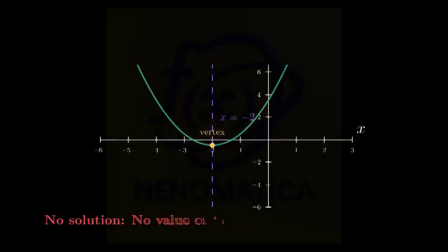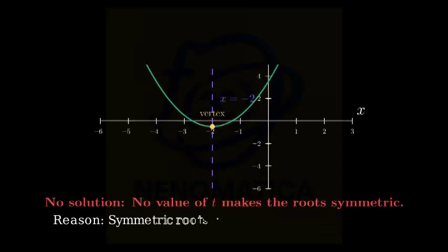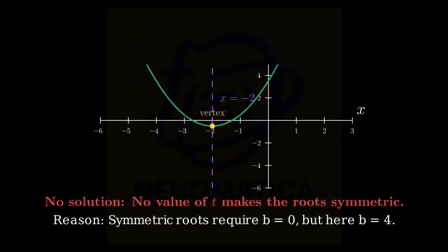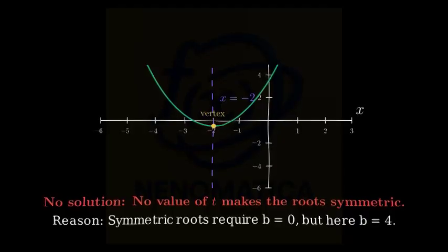Conclusion, there is no value of t such that x squared plus 4x plus t plus 2 equals 0 has two symmetric roots. The horizontal position of the parabola is fixed by the coefficient of x, and t only moves the graph up or down.